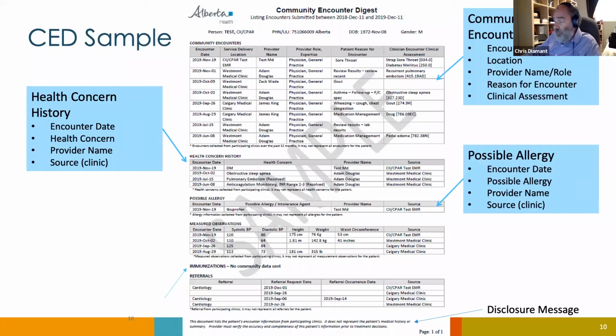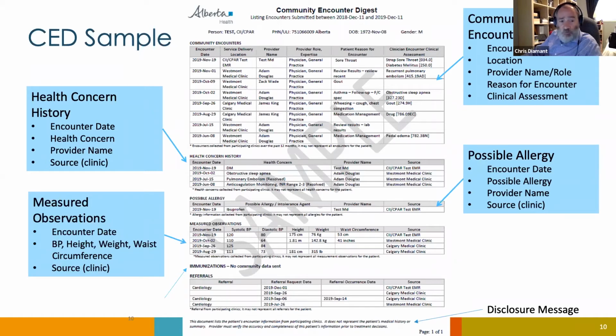Possible allergies: if a new allergy is entered during that encounter, again, it'll show up here. The system's not smart enough to know for sure if it's a confirmed or a possible allergy, so any new allergy that's entered, even if it's confirmed in the EMR, shows up in the CED as a possible allergy. Measured observation: there's a section for a limited number of vitals, blood pressure, height, weight, and waist circumference, and that shows up here.